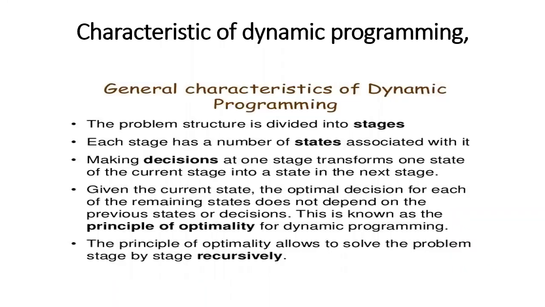In dynamic programming, we will see its characteristics: the program structure is divided into stages, and each stage has a number of states associated with it. Then we make decisions at one stage that transform one state of the current stage into a state in the next stage. Then we find the optimal solution, and the optimal decision for each of the remaining states does not depend on the previous states of decision. This is known as the principle of optimality for dynamic programming, and it allows us to solve the problem stage by stage recursively.